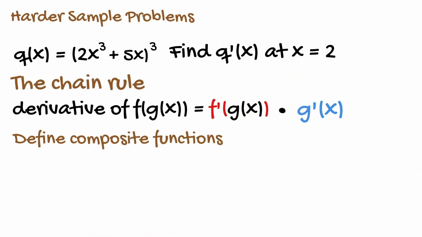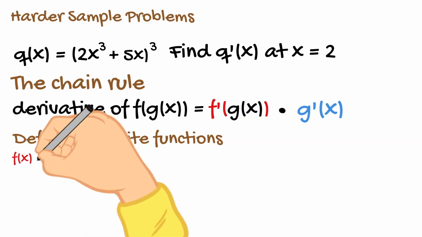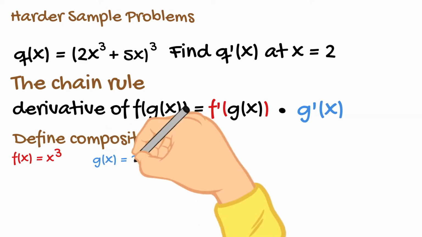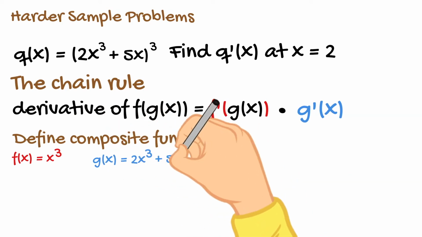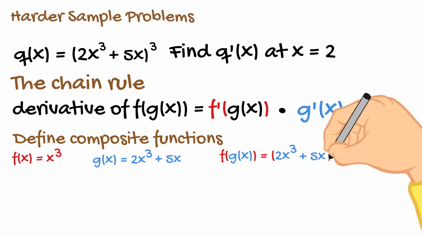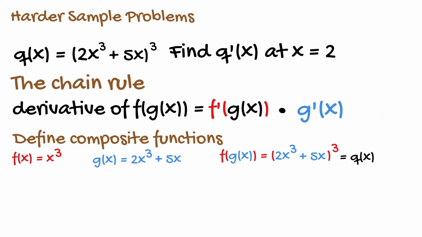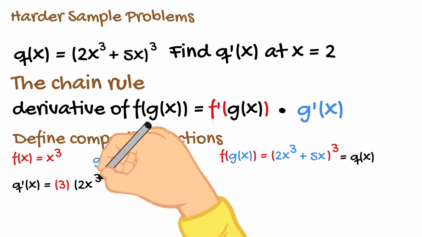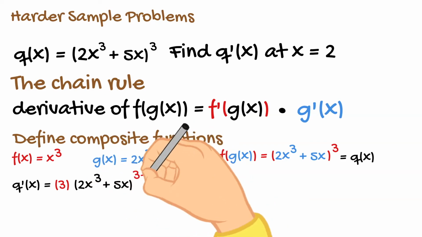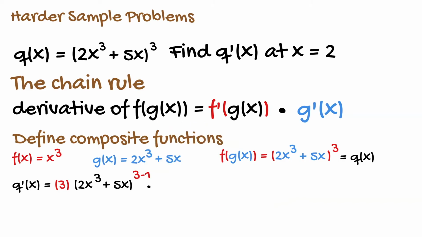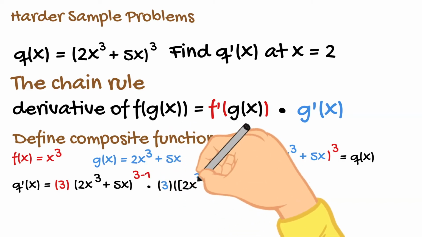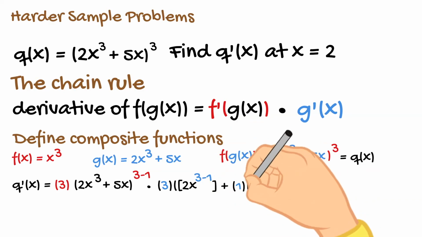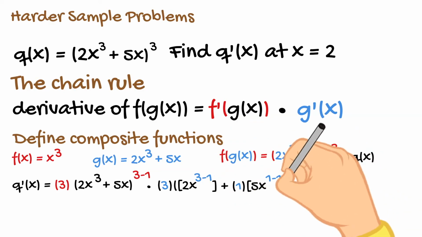So we can split q of x into two components, f of x, which is going to be equal to x cubed, and g of x, which is equal to 2x cubed plus 5x. Now that we have defined our two components, the derivative of q of x is equal to q prime of x, and this is f prime of g of x, which is 3 times (2x cubed plus 5x) all to the power of 3 minus 1 times the derivative of g of x, which is 2 times 3 times x to the power of 3 minus 1 plus 5 times 1 times x to the power of 1 minus 1.